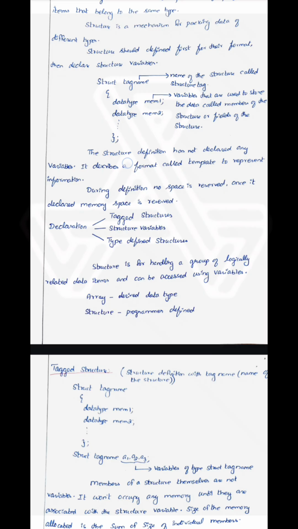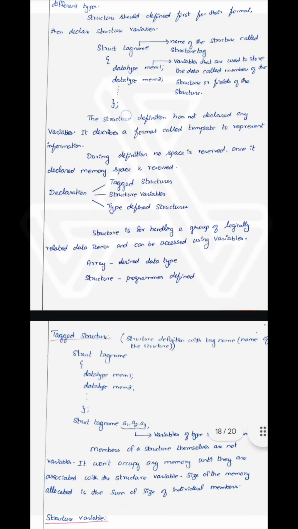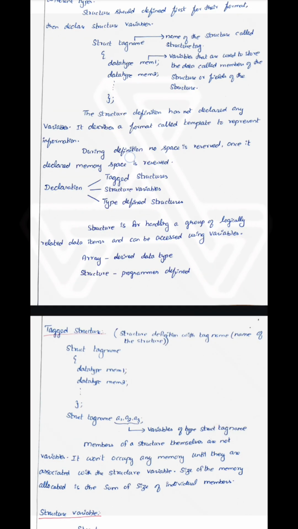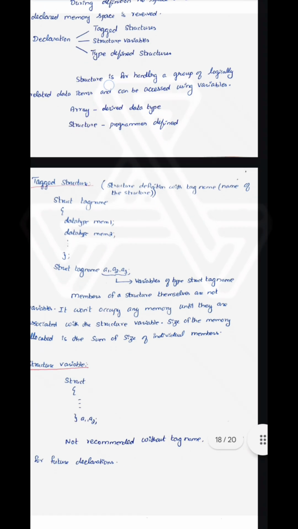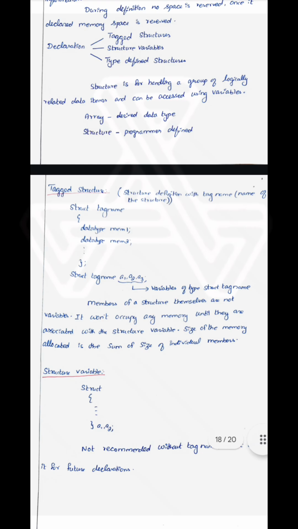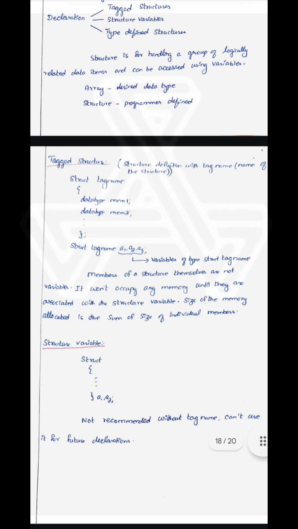A structure is for handling a group of logically related data items, which can be accessed using variables, arrays, derived data types, structures, programmer defined. Tagged structure. Structure definition with tag name of the structure. struct tag name, data type member 1, member 2, then struct student s1, s2, s3, variables of this type struct tag name.